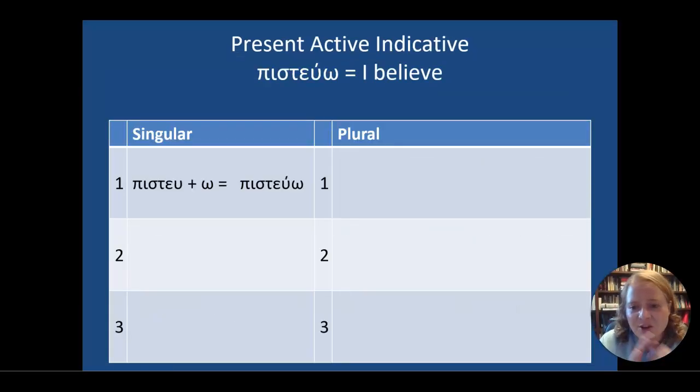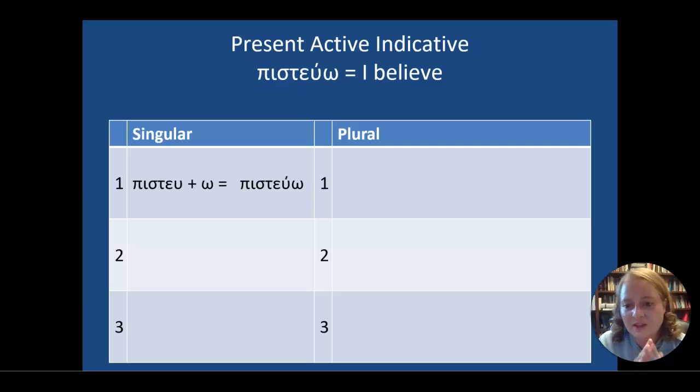Now, although your textbook has it off of this word luo, eventually we're going to move over to this verb, pisteuo. Some of the reasoning behind that is luo means destroy, and although it's a pure verb, and that's why people use that in their textbooks, I would rather you learn a different verb. And so pisteuo means believe. And so here's what it looks like.